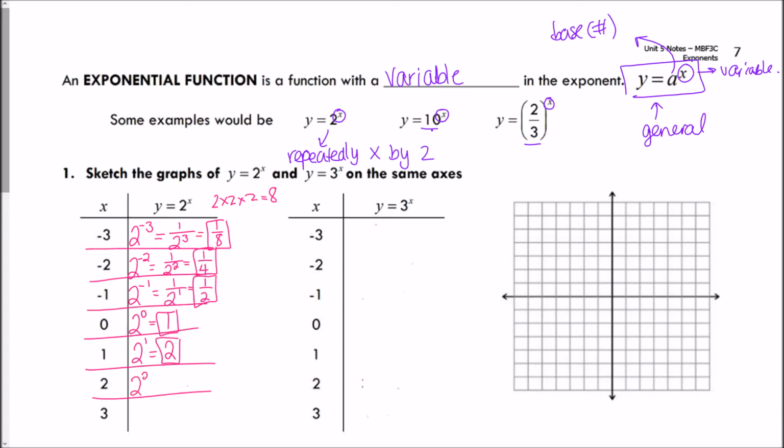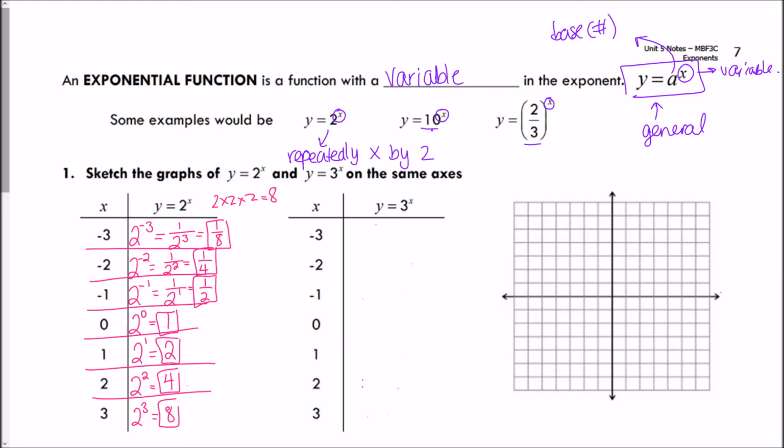Next one is 2 to the power of 2, and 2 to the power of 2 means 2 times 2, which is 4. And then the last one is 2 to the power of 3, which is 2 times 2 times 2, which we figured out is 8. Okay? All right, so I want to go ahead and graph this out right here.